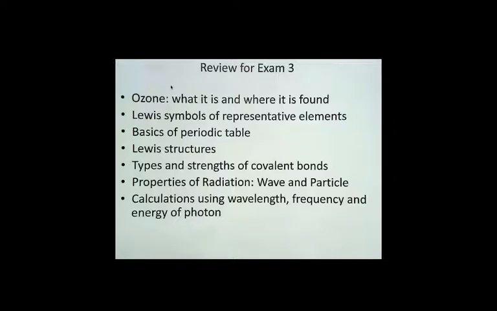So you need to be able to write the Lewis symbols of all the representative elements. And those, of course, are correlated with the periodic table. And the groups in the representative elements will tell you, the group number will tell you the number of valence electrons in those representative elements, and then you can use the Lewis symbol to model the numbers of electrons that are in the valence shell, sometimes called valence level, sometimes called outer level. It's all the same thing.